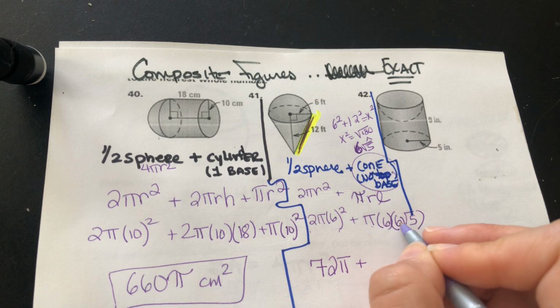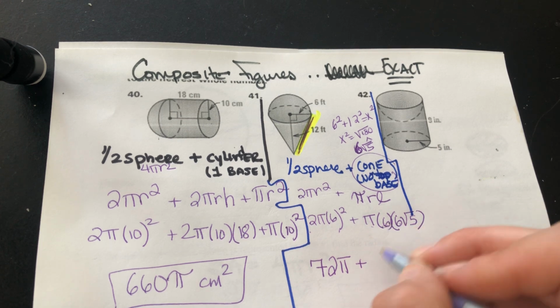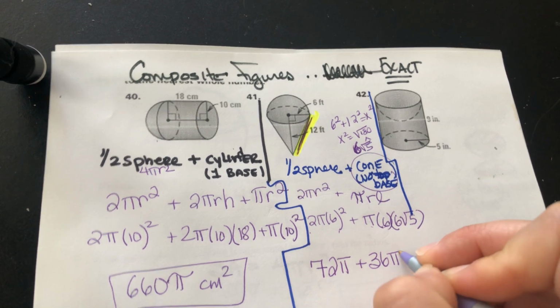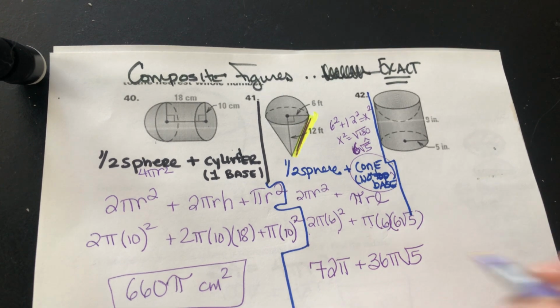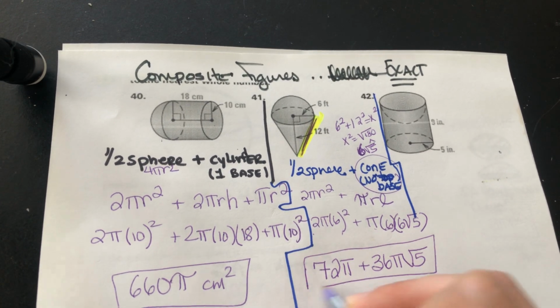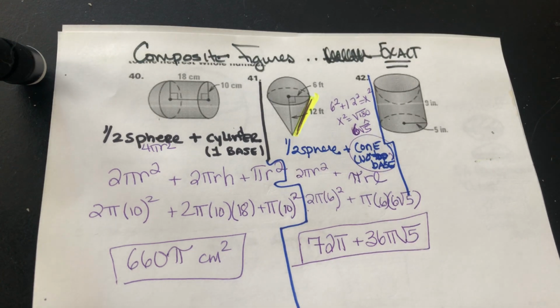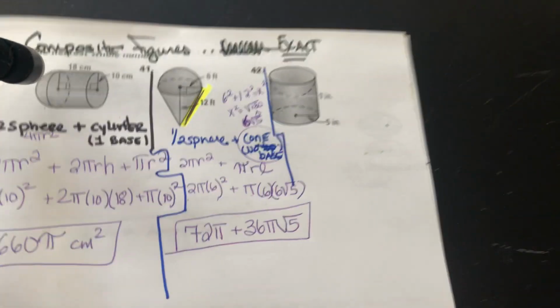Remember this, you're going to do 6 times 6, 36. 36 times pi is 36 pi. And then trail the radical 5. Again, hopefully that makes sense. You're just working your way around your figures.